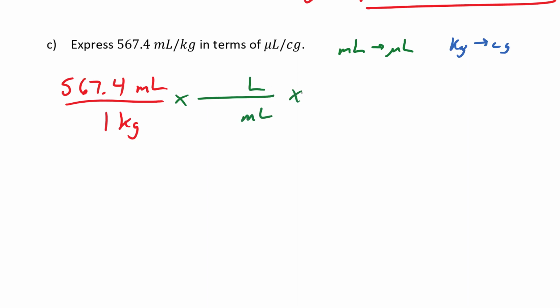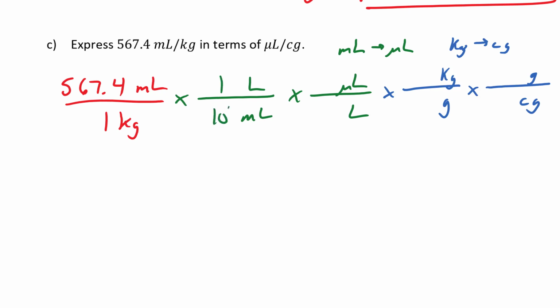Milliliters to liters, and then liters to microliters. Kilograms is on the bottom, so kilograms has to go on the top here. Kilograms to grams, and then grams to centigrams. Put our values in here. 1 liter, 10 to the 3 mils. 1 liter, 10 to the 6 microliters. 1 kilogram, 10 to the 3 grams. And 1 gram is 10 to the 2 centigrams.